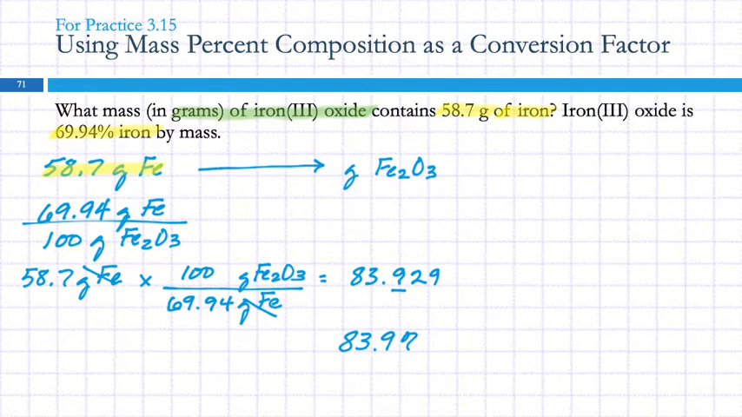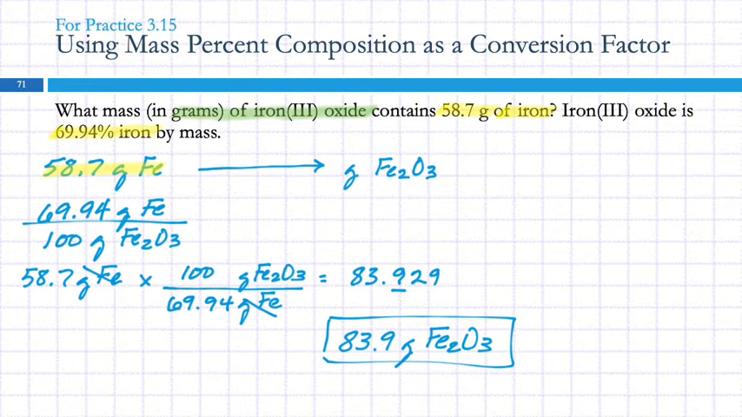Oops, that's not percent. Grams. Well, you write the units down. Grams of iron 3 oxide. Any questions?